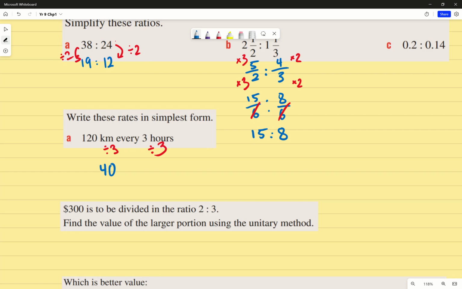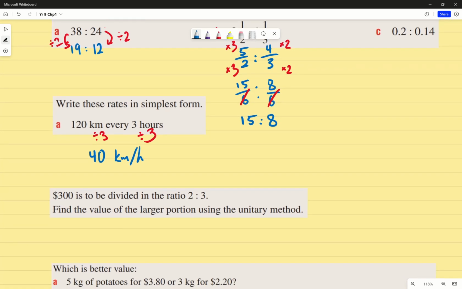Now, how do I write that? Of course, I could write 40 kilometers every 1 hour. Or you can just write that. You guys are familiar with that. 40 kilometers per hour. Done. All right, any questions? Okay. The next step is looking at unitary method.